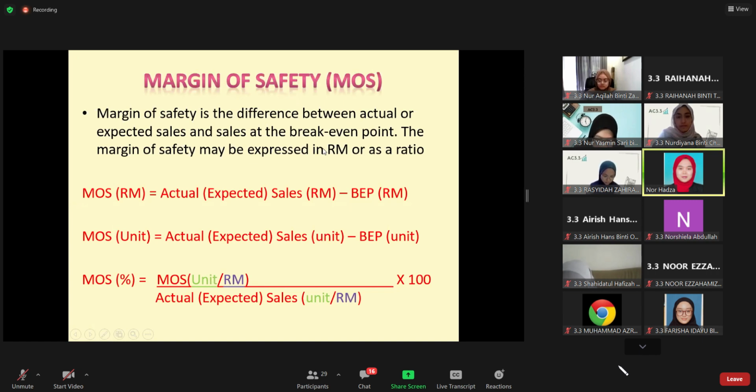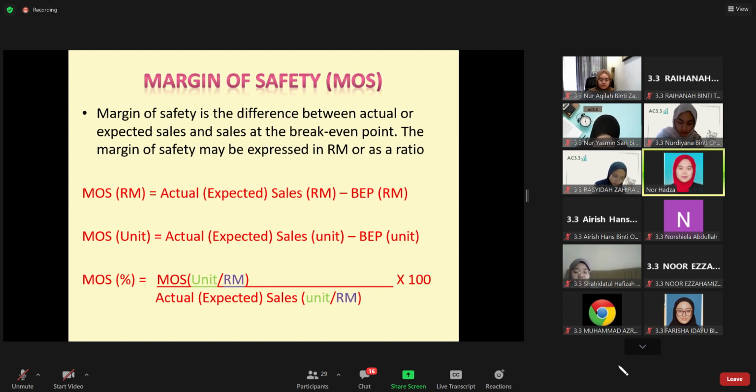So next one will be the margin of safety. What is margin of safety? The keyword is safety, area of safety. It is the difference between the actual or expected sales and sales at the break-even point. This is the area whereby the company is allowed to reduce its sales unit before reaching the break-even point.